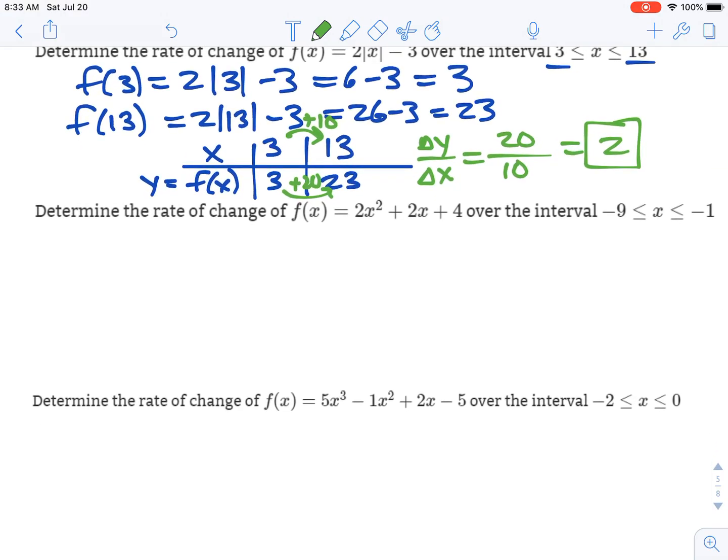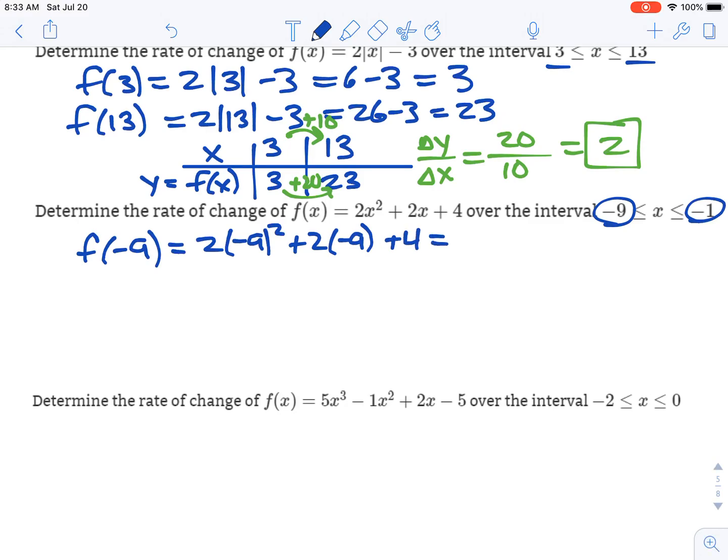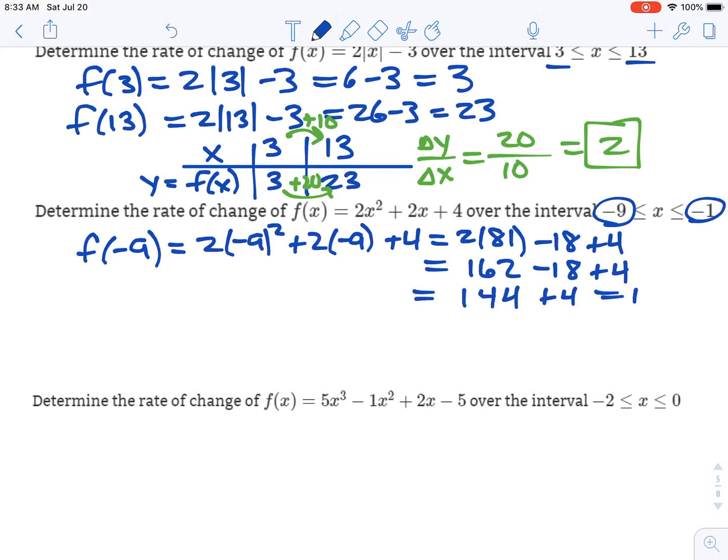For the next one, same idea, just different function. We're going to plug in the x values into our function. So f of negative 9, which would be 2 times negative 9 squared plus 2 times negative 9 plus 4. Negative 9 squared is positive 81, so 2 times 81. 2 times negative 9 is minus 18 plus 4. This would be 162 minus 18 plus 4. 162 minus 18 would be 144 plus 4, which is 148. So f of negative 9 is 148.